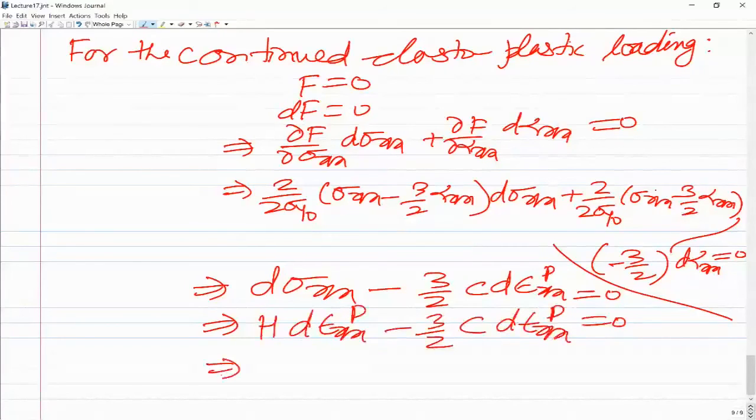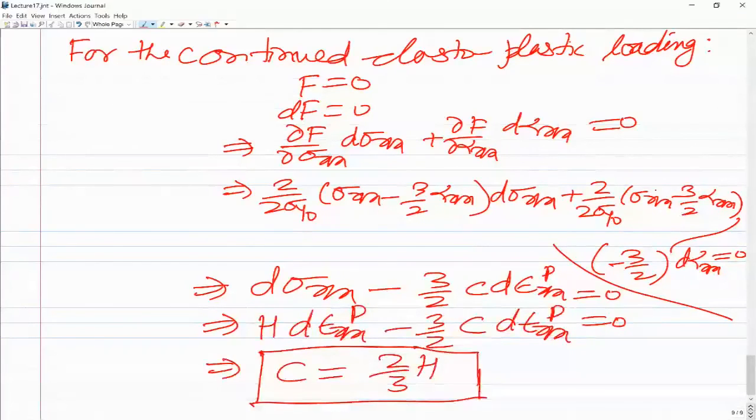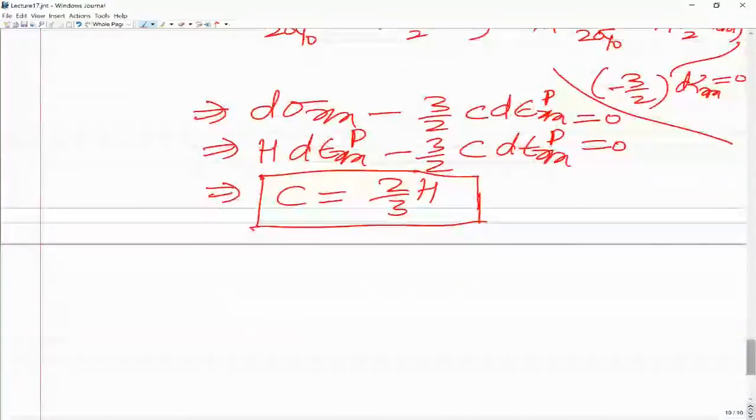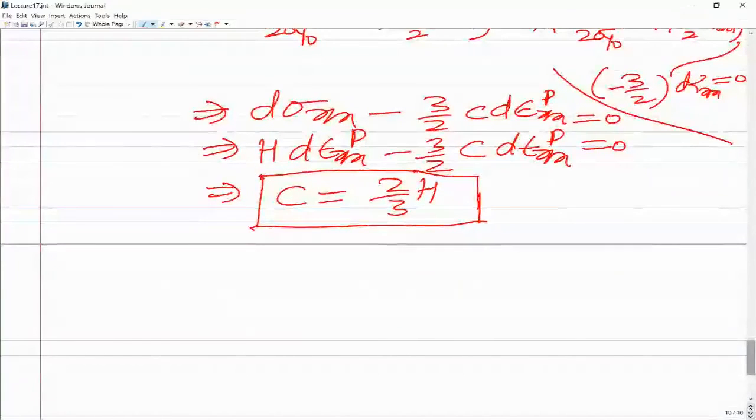Now again d of epsilon xx p is common, so from here you get this Prager's constant c is equal to 2 by 3 into h. So if you know h, you can get c, and once you know the c, you can calculate your alpha. So this is how you will calculate the Prager's constant for this case from the uniaxial data. From the uniaxial tensile test data of the material, you will get basically the c, the Prager's constant c.